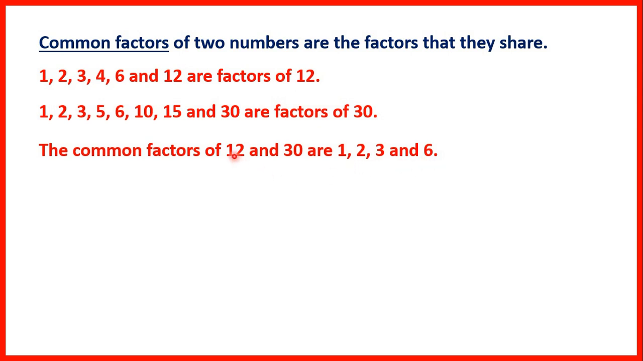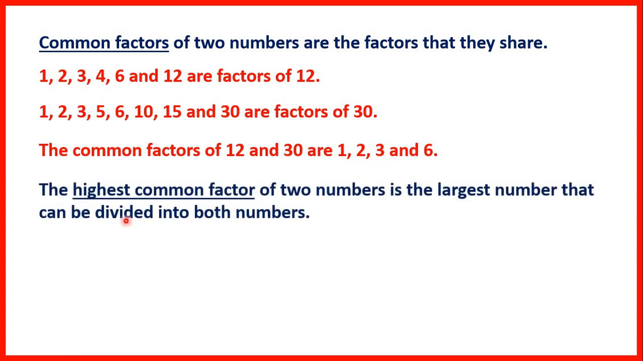That's because both 12 and 30 are in the 1, 2, 3 and 6 times tables, or because both 12 and 30 can be divided by these numbers without leaving a remainder.